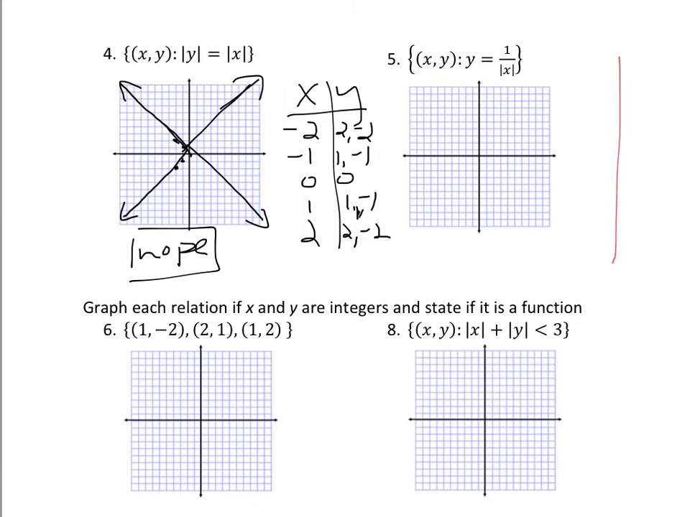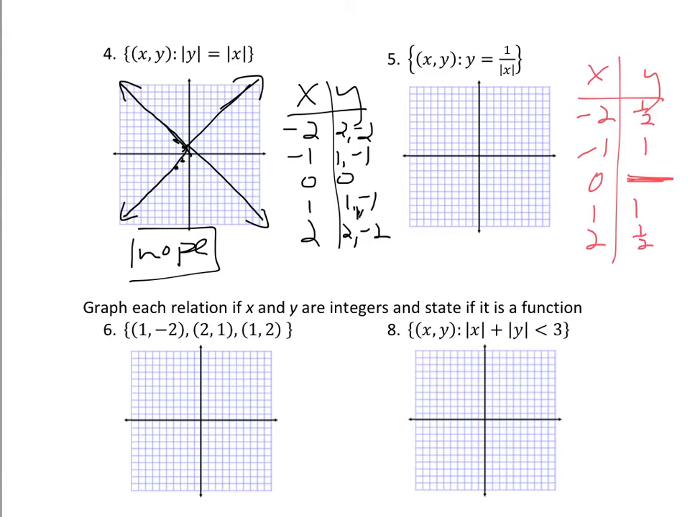All right, the second one. Let's do another t-chart. Negative 2, negative 1, 0, 1, 2. So, plugging in negative 2 for x, we'll get 1/2 for y, 1 for y, 1 over 0. That doesn't work, so nothing, because 1 over 0 doesn't work. 1 over 1 is 1, 1 over 2 is 1/2 again.